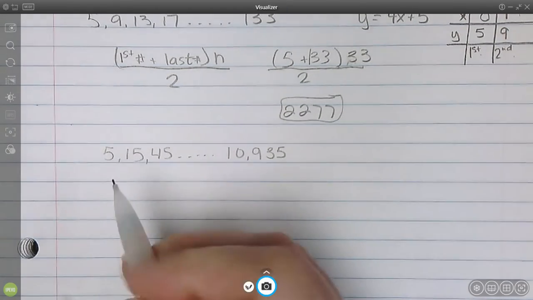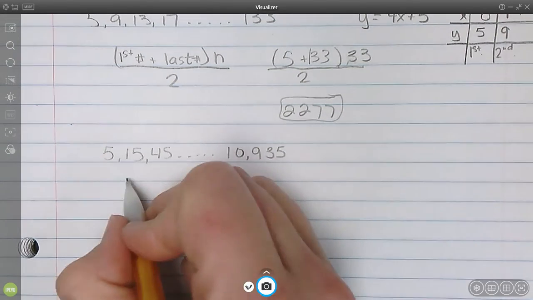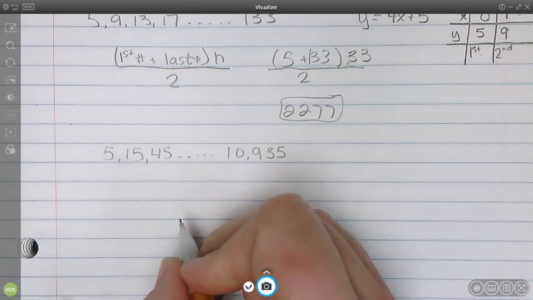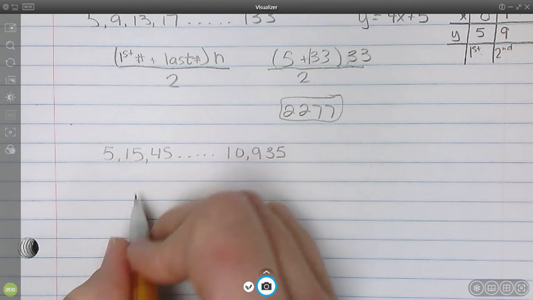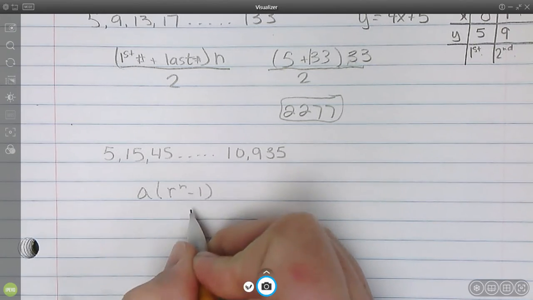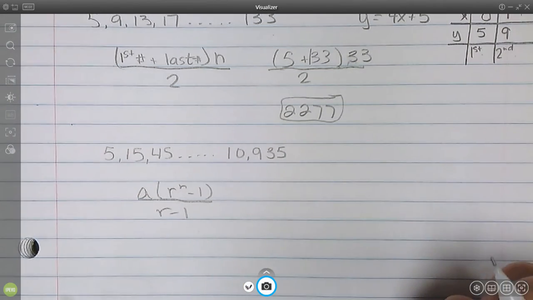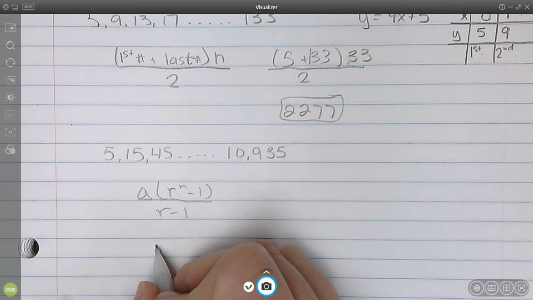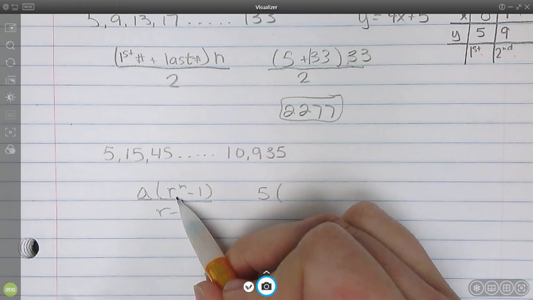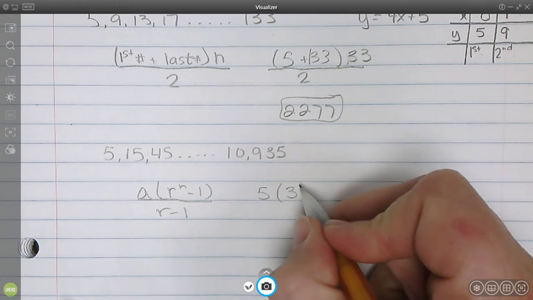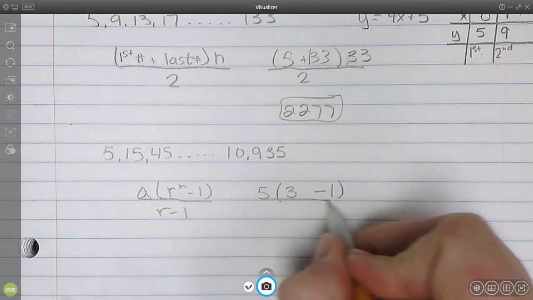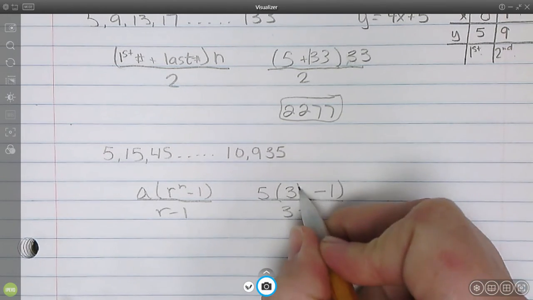Okay, so here it looks like we are multiplying by 3. So if you're multiplying, that is geometric. So geometric, our formula is a times r to the n minus 1 over r minus 1. So a is our first term, so that's a 5. Our multiplier is r, and then we're multiplying by 3. So now we still don't know how many numbers we have, so I'm going to leave that blank. All over 3 minus 1.